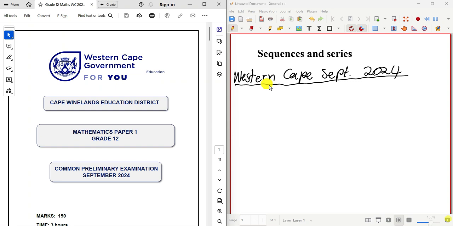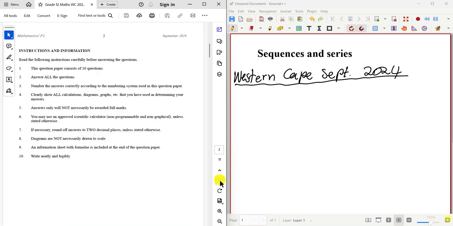Today, the paper that we are looking at is the Mathematics Paper 1 from the Western Cape, the Cape Winelands District. This paper was written in September 2024. Because this is an exam paper, let's look at some instructions before we proceed. It's important that in your examinations you remember this. We're going to read three instructions, but all of them are important.